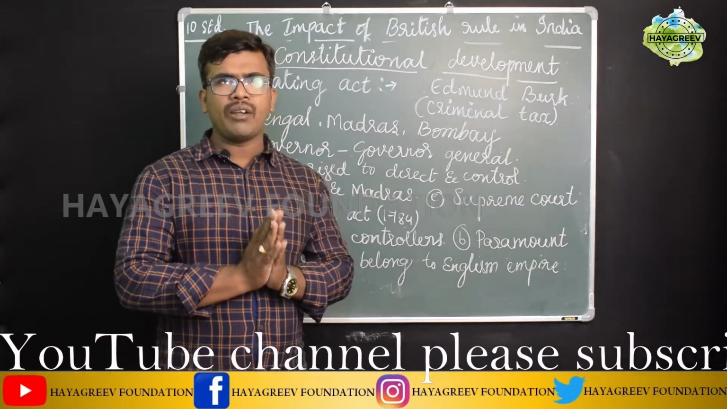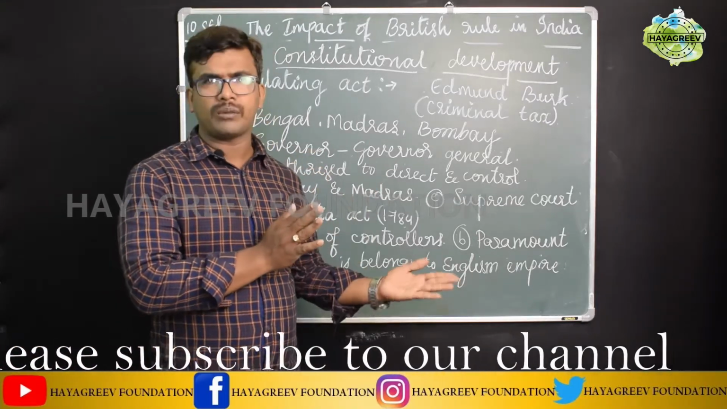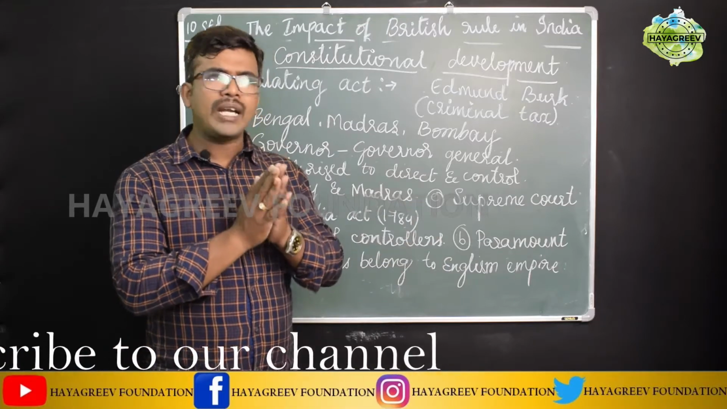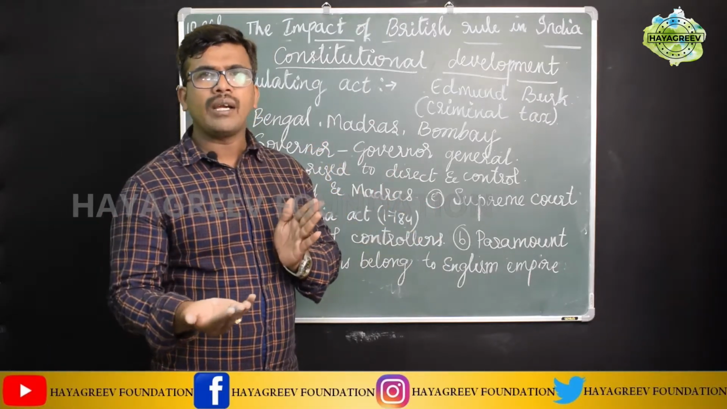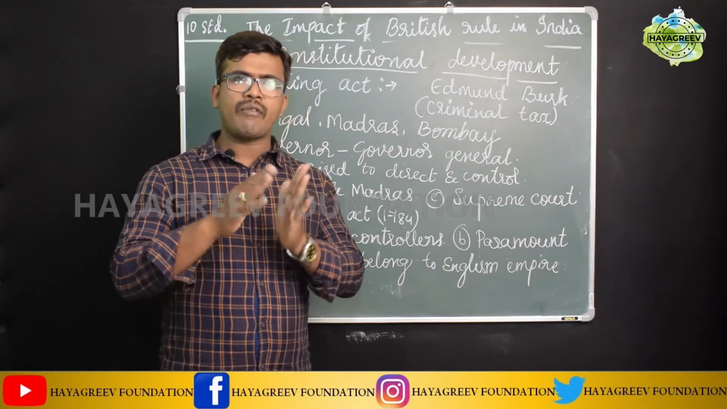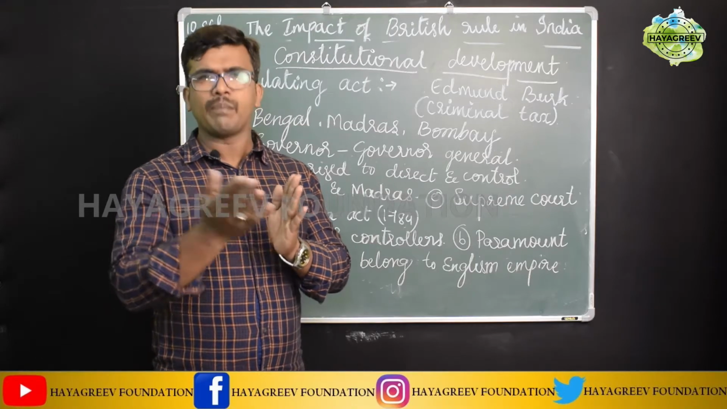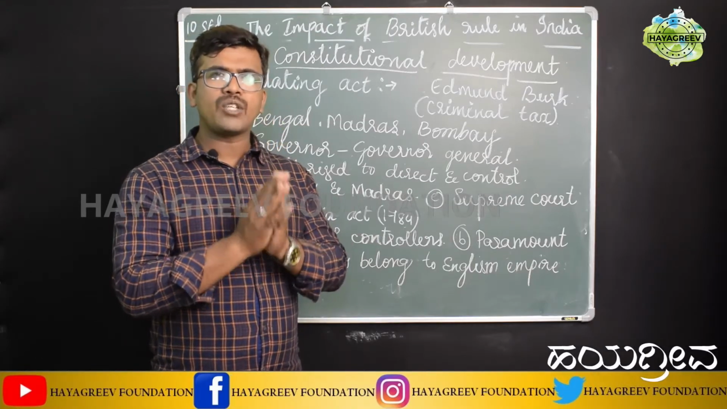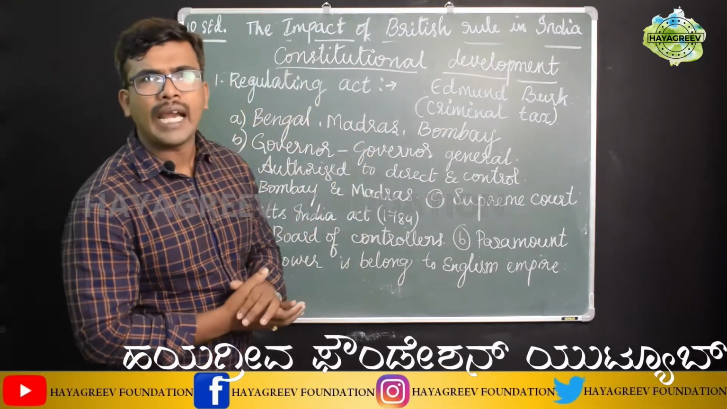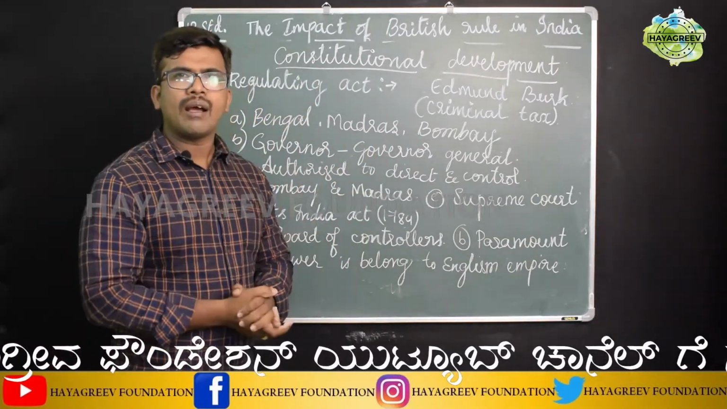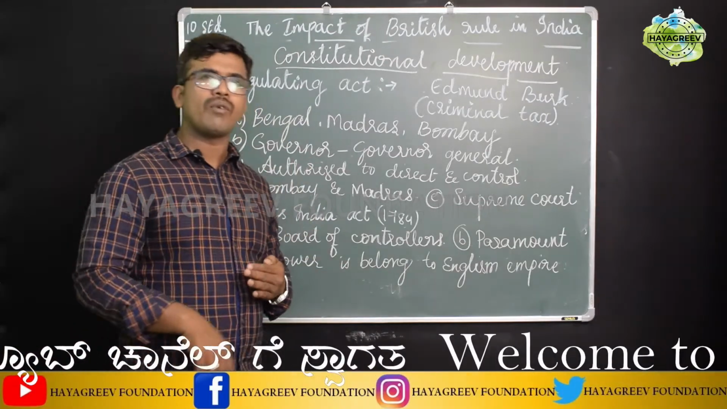These acts can be divided into two parts. One is before the 1857 revolt, that means before the first war of Indian independence, many acts they implemented, and after the first war of Indian independence, after the 1857 revolt also, many acts they implemented. So we have to divide these acts into two parts like this. Before the 1857 revolt, many acts were introduced by the British government. So let us discuss one by one.